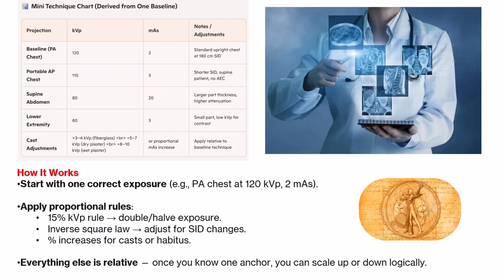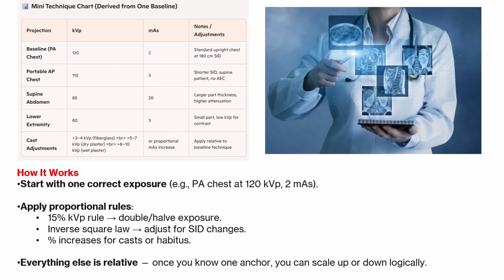This is exactly how experienced radiographers can calculate an entire technique chart in their head. They're not memorizing dozens of numbers, they're scaling from a single known correct exposure. This is why experienced radiographers can walk into a room, look at a patient, and set a manual technique confidently. They're not guessing, they're scaling from a known anchor.